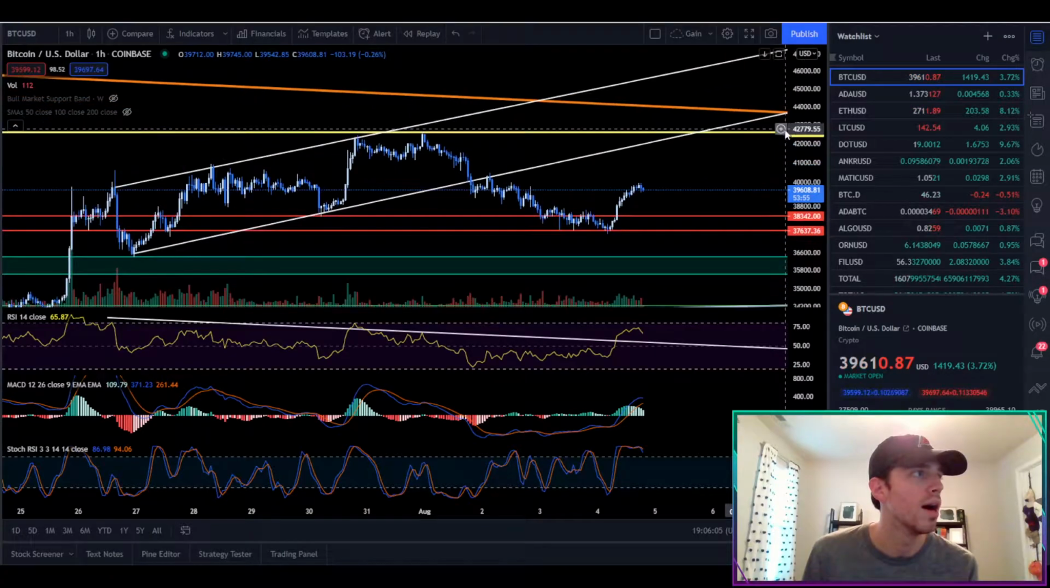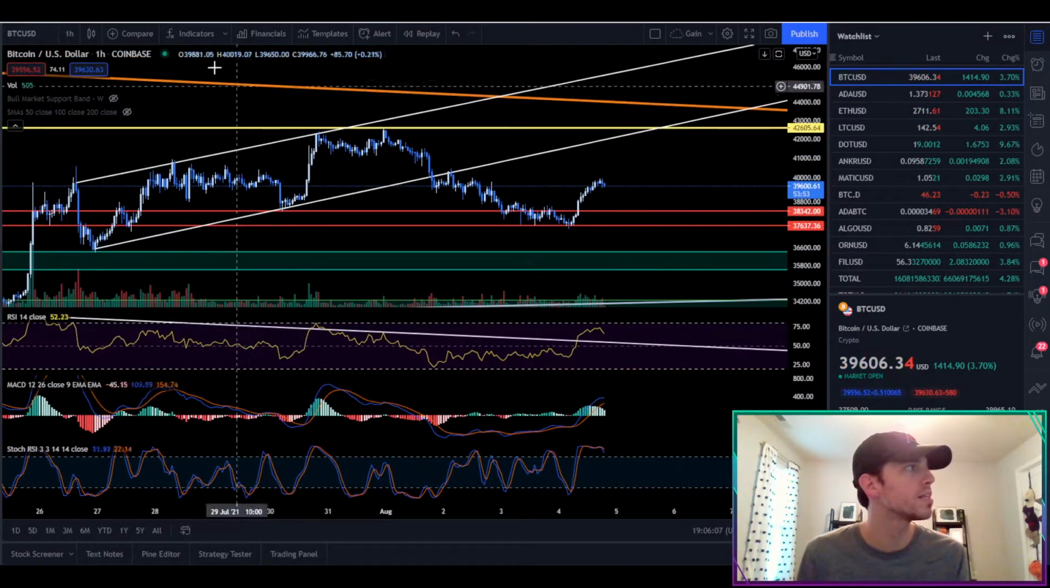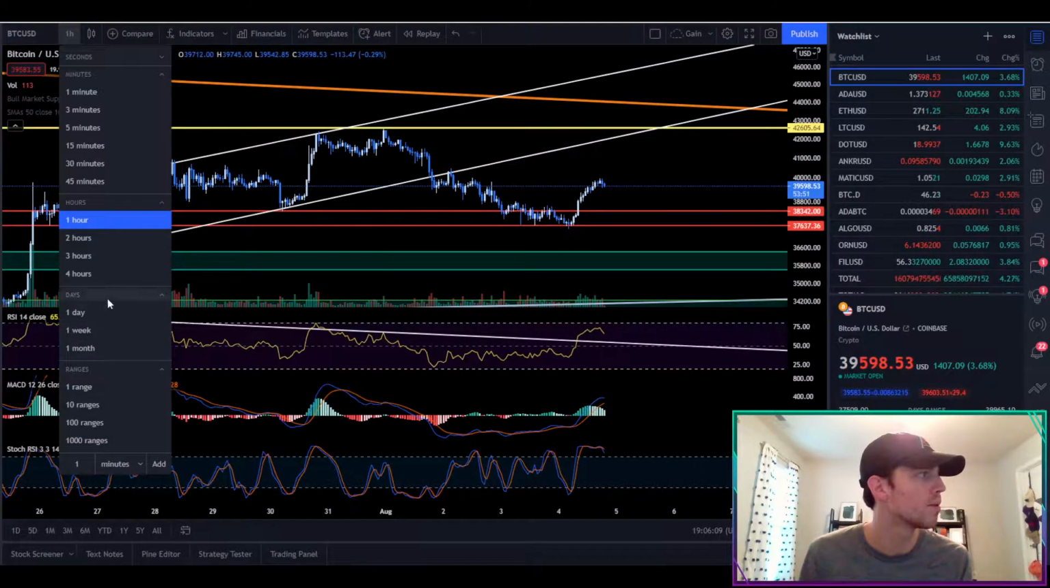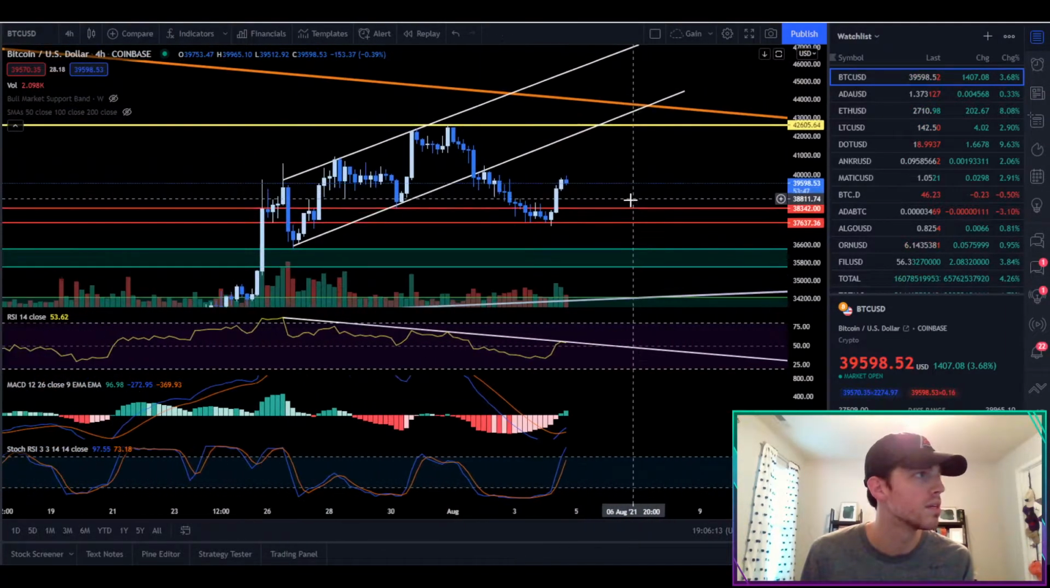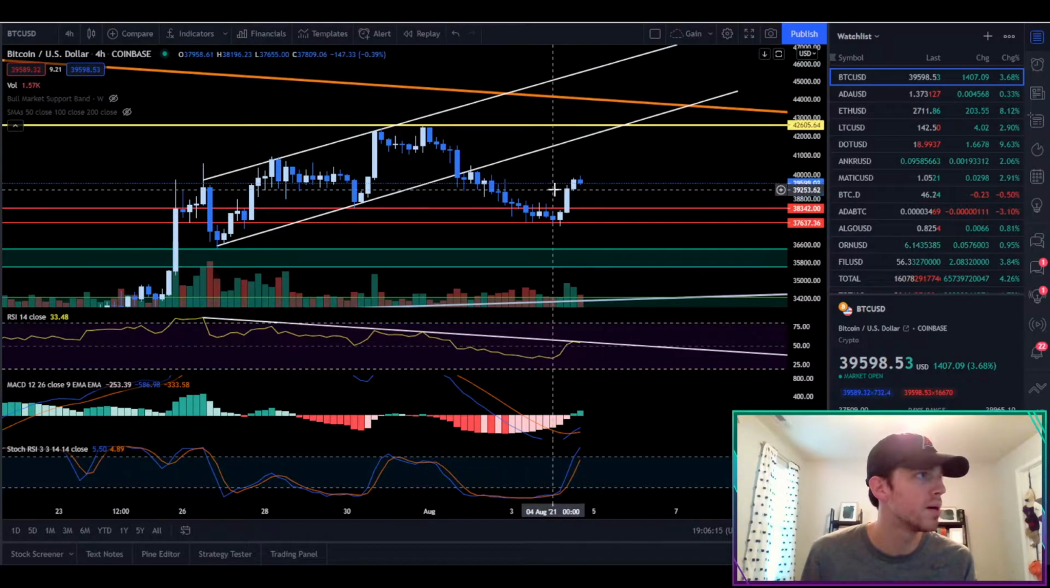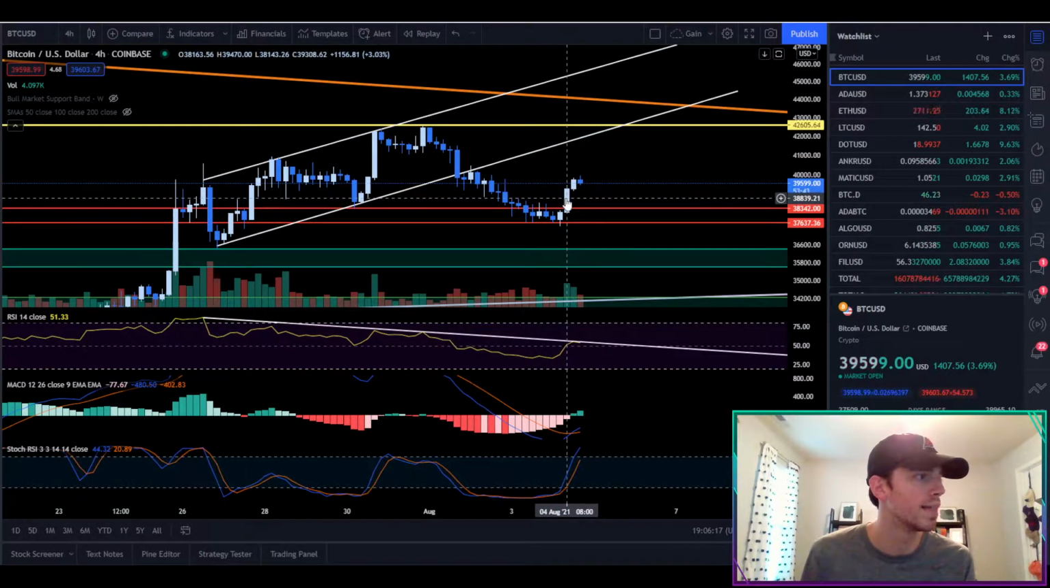So yeah, let's go ahead and back out to the 4 hourly here and look at all of our indicators and our oscillators. So you can see here this is a massive pump at the 8 a.m. time frame.